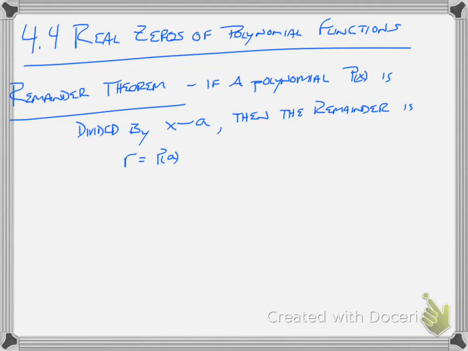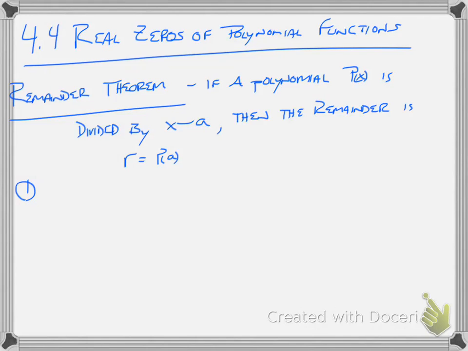Okay, so for real zeros of polynomial functions, we're first going to talk about the remainder theorem. The remainder theorem says if a polynomial p of x is divided by the binomial x minus a, then the remainder is going to equal p of a.